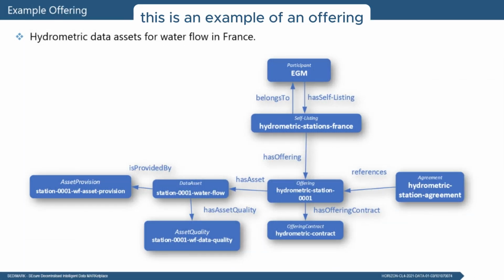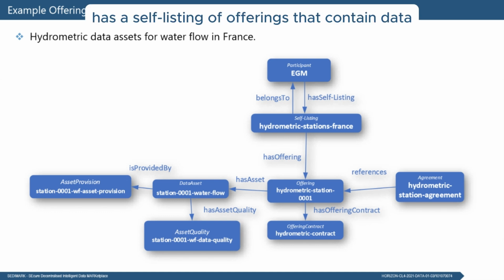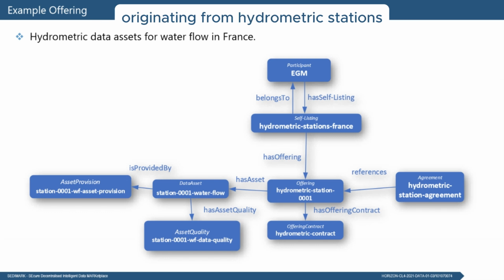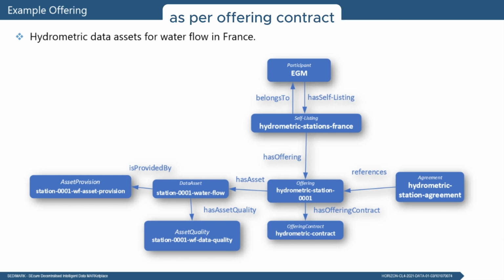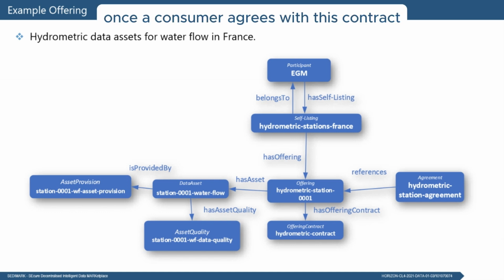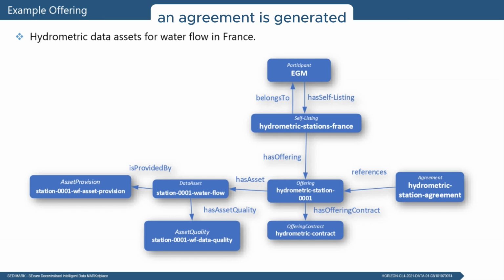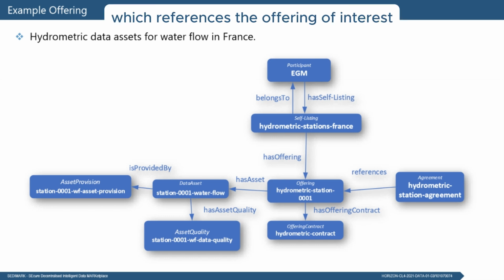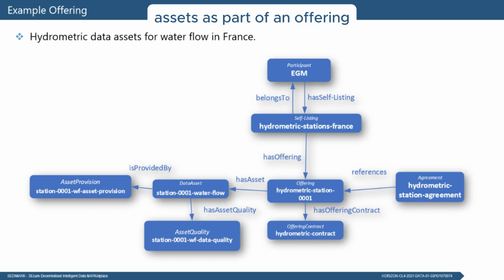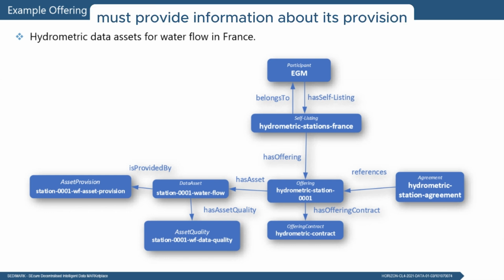This is an example of an offering that contains hydrometric data assets for water flow in France. A participant, EGM, has a self-listing of offerings that contain data originating from hydrometric stations. Each offering has one or more data assets that are provided to a consumer as per offering contract that stipulates rules of usage. Once a consumer agrees with this contract, an agreement is generated which references the offering of interest. Assets as part of an offering must provide information about its provision for exchange and also quality measurements for the asset.